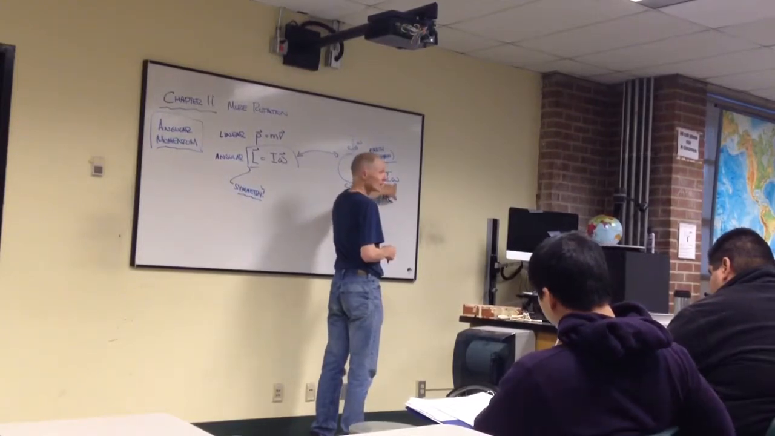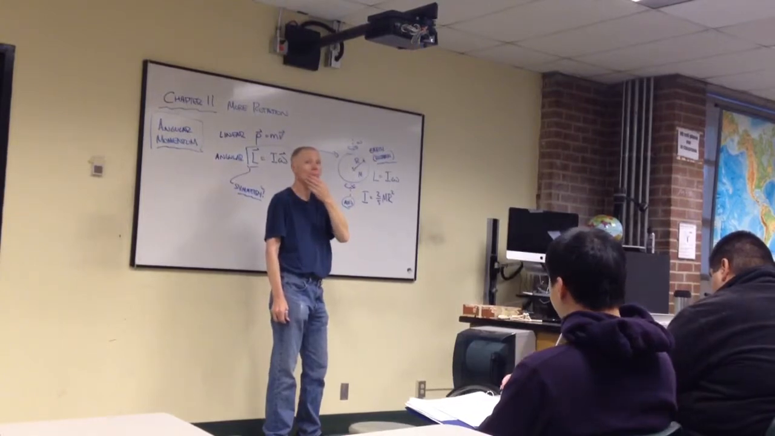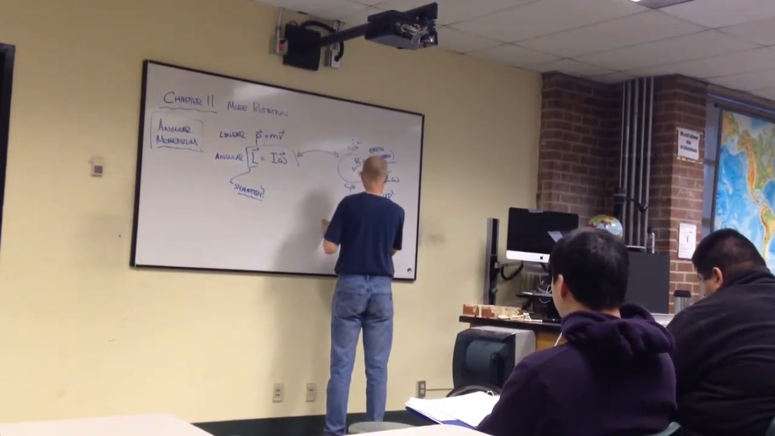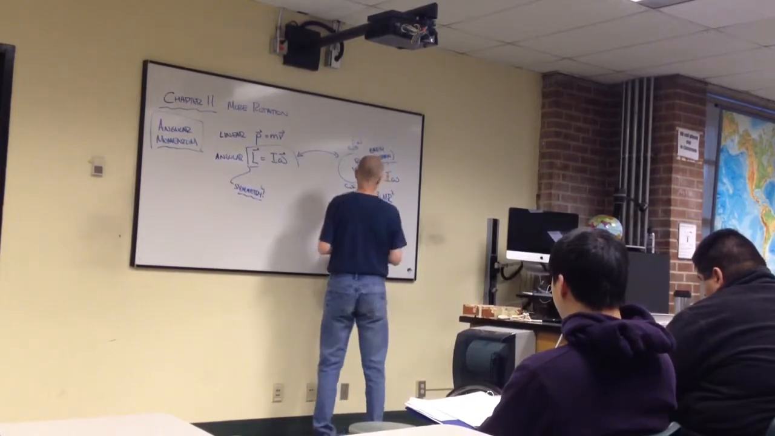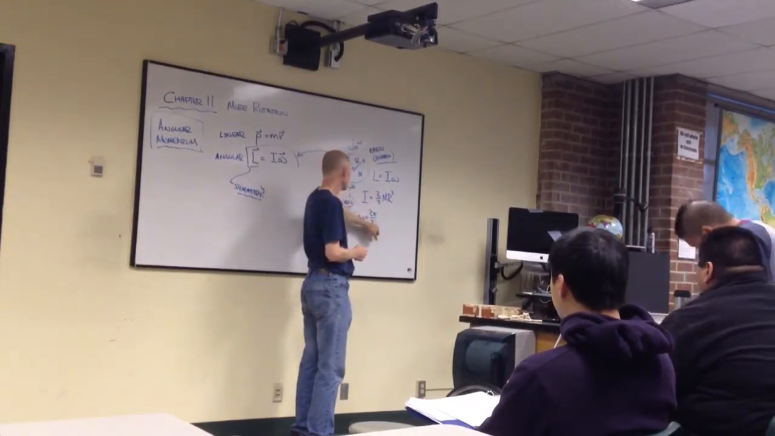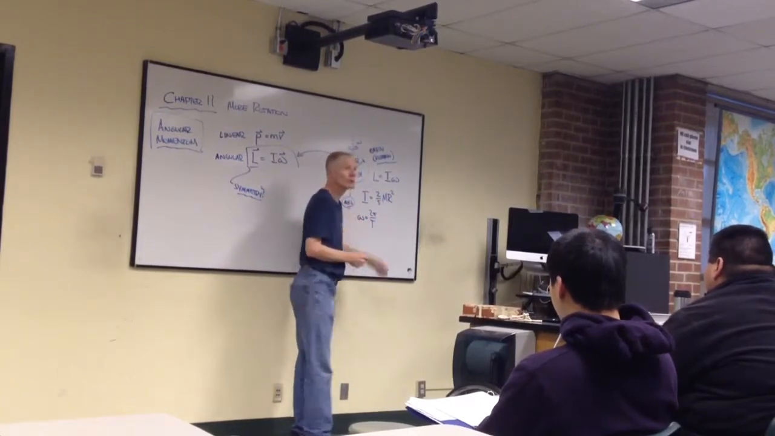How do I get omega? What is omega for the rotation of the Earth? It's one period. Now, omega would be equal to 2 pi over the period. One rotation would correspond to 2 pi radians, and then this is the amount of time that it takes. So 2 pi radians over a period.